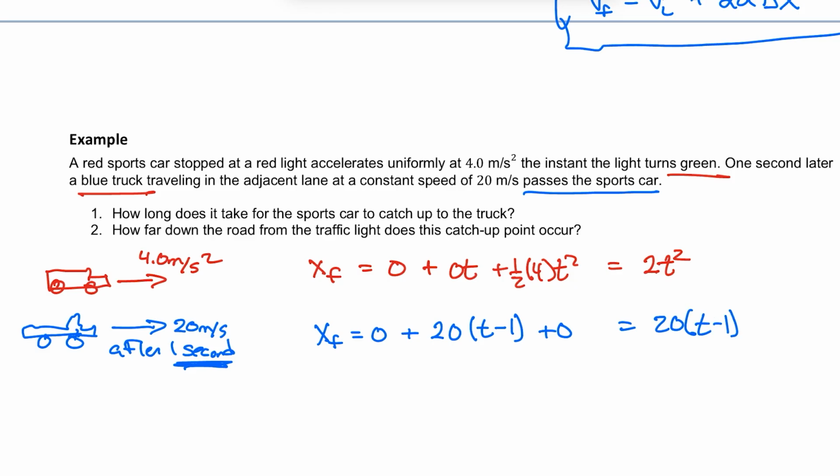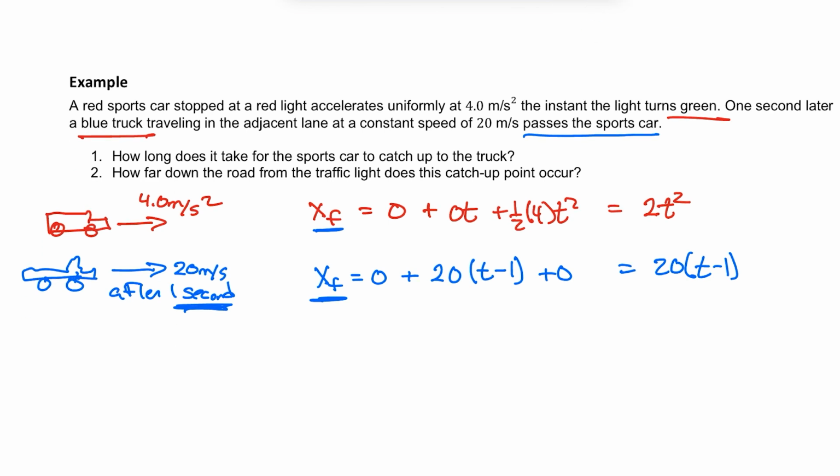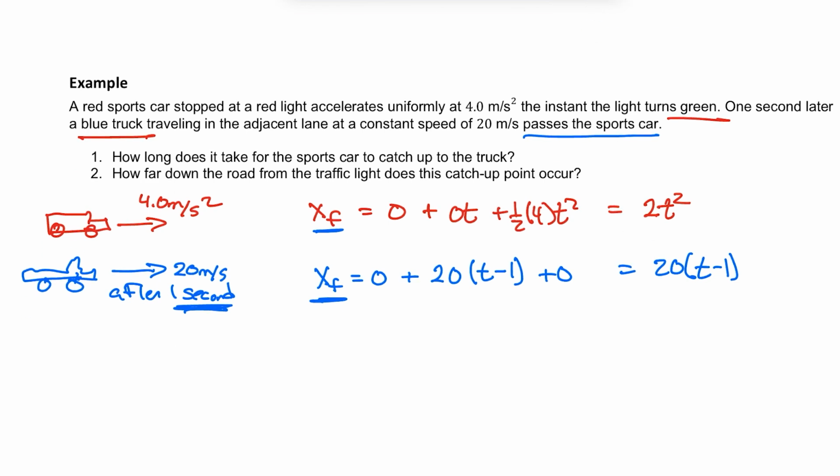Bingo. Now, where will they cross each other's paths? Well, it's when xf equals xf. So I can set these equal to each other: 20 times (t minus 1) equals 2t squared. So let's just do some algebra. 20t minus 20 equals 2t squared. Now, if you realize, we now have a quadratic equation, right?